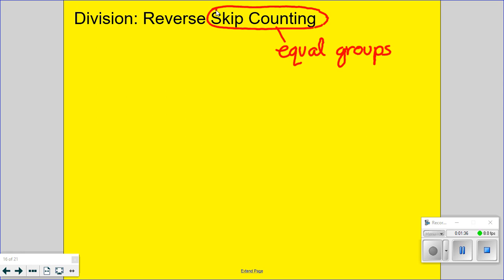What does this other word on here mean? Reverse. Because we've been talking about division. We know what skip counting is. We've done that plenty of times with multiplication. But what about that word reverse? What does that mean? John? Do you guys know what it is? It's like you reverse by count down.